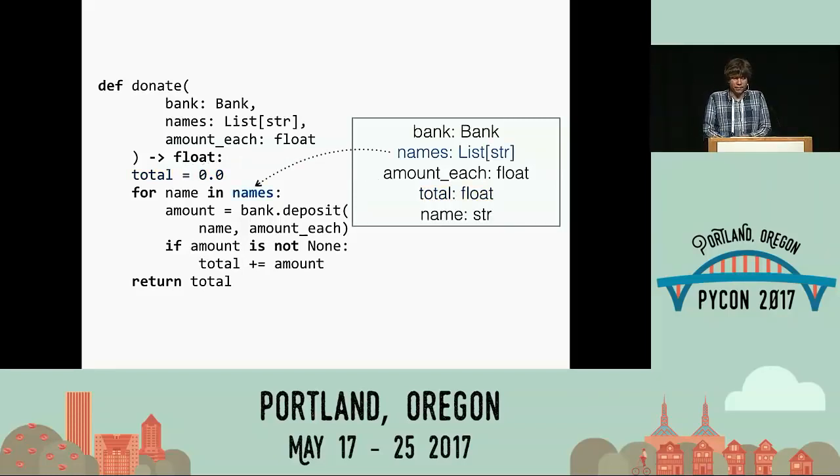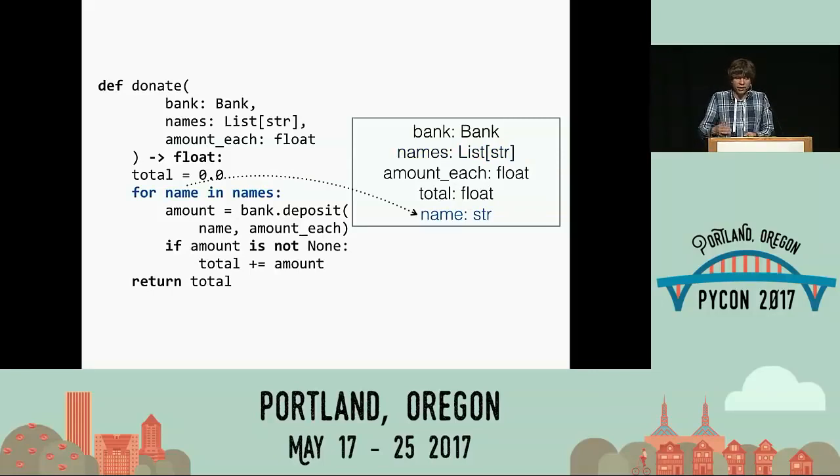On the next line, there's a reference to names. So MyPy then doesn't immediately know what this names thing is. It looks at the symbol table for the function and sees, oh, names is a local variable, and it is of type list of string. And that lets MyPy understand what this for loop is doing.